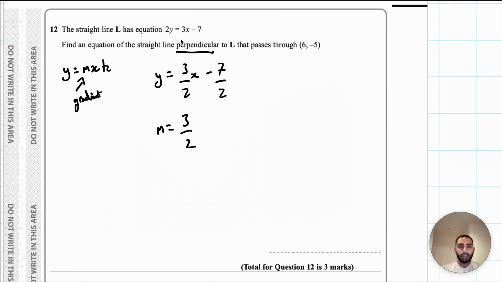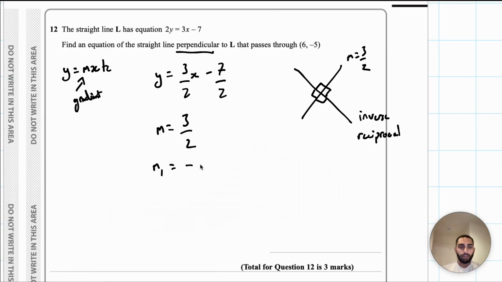And I want the gradient of the line that's perpendicular to it. So if I have one line, the line that will be perpendicular to it will be the line that crosses at right angles. So the gradient of this line is 3 over 2. It's a positive gradient, so it looks like that. The gradient of this line will be the negative reciprocal. So what does that mean? Just means that if it's positive, it's going to change to a negative. So my new gradient is negative, and the reciprocal just means it's going to flip, it's going to swap. So it's going to become negative 2/3. So my new gradient is negative 2/3. Let's draw a box around that because that's important. We want the line that passes through (6, -5). So that's a coordinate here, (6, -5).